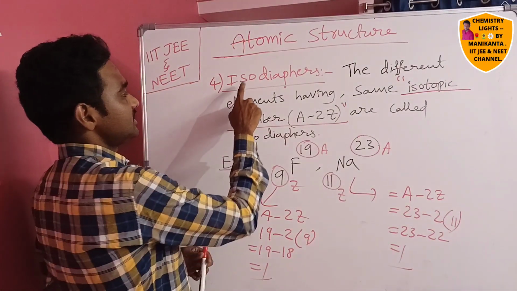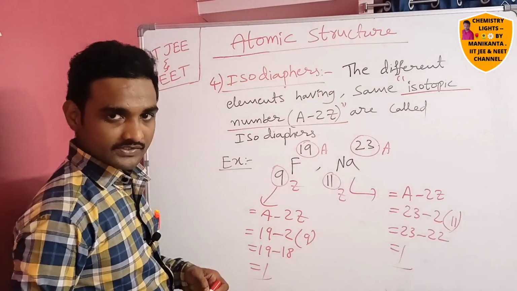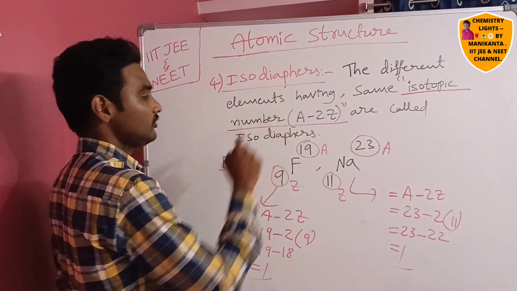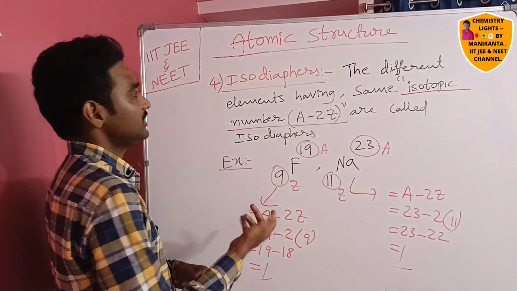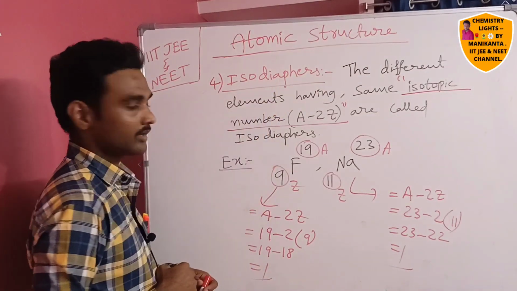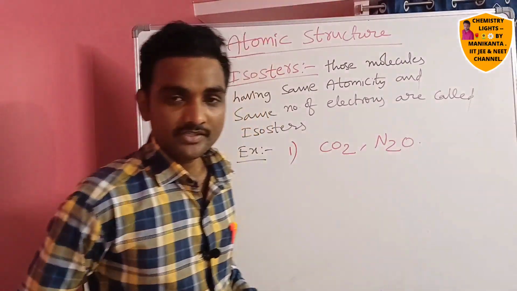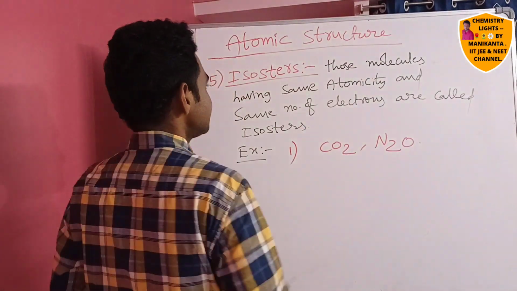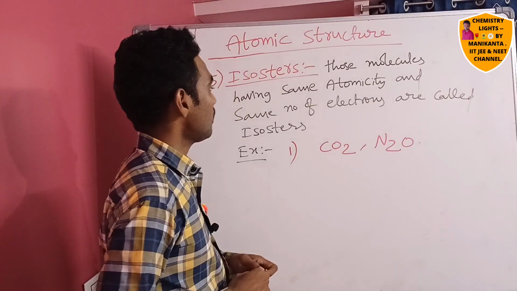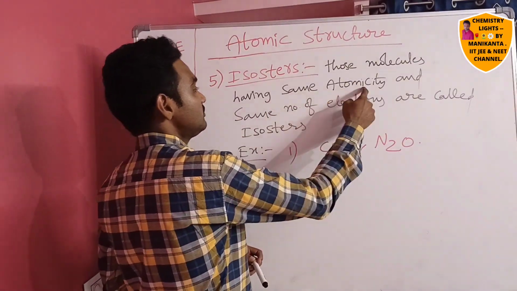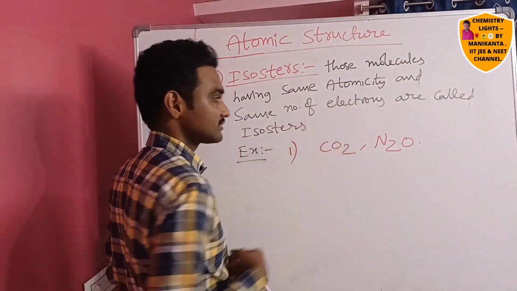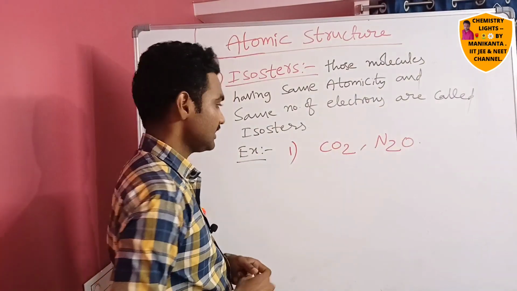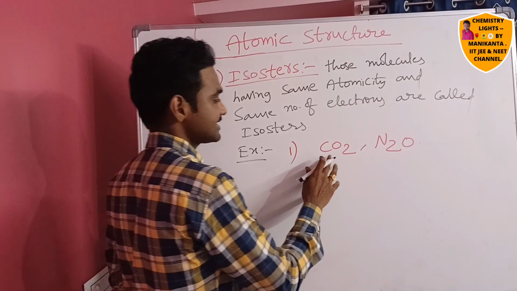So these are called isodiaphers. For which elements isotopic value is same, then those elements are called isodiaphers. Remember. Okay, next definition is isoesters. What are isoesters? Those molecules having same atomicity and same number of electrons, then those molecules are called isoesters. Okay, examples let me discuss, then you will understand.